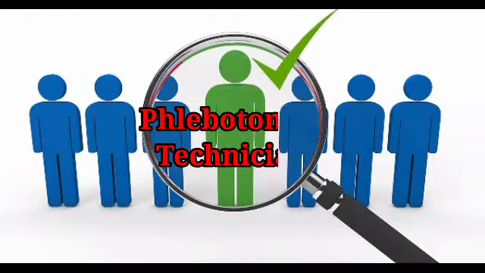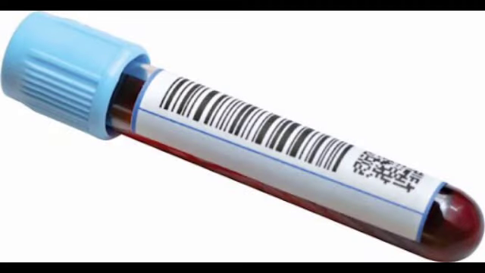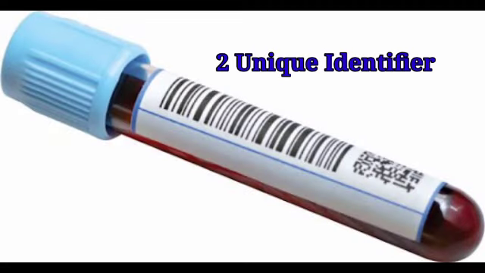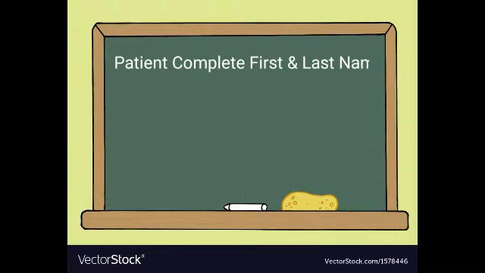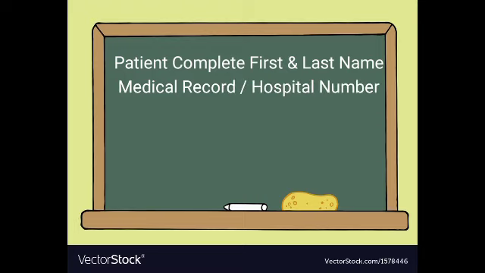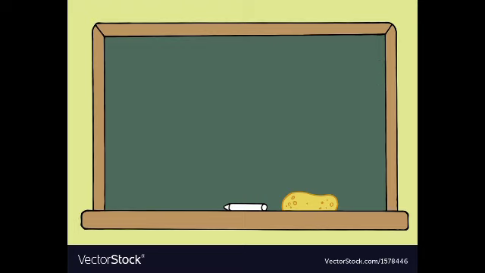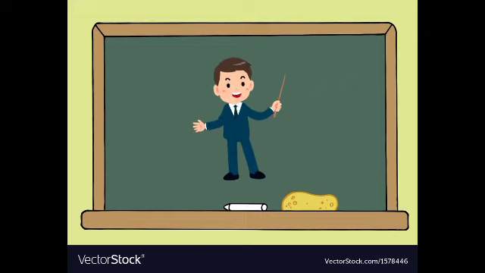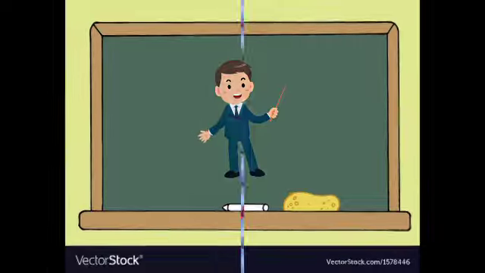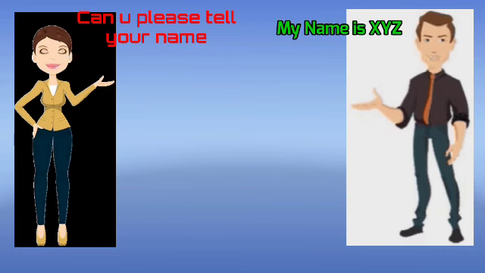The phlebotomist or technicians are responsible for correctly identifying the patient and samples using two unique patient identifiers that include the patient's complete first and last name, medical record or hospital number, and/or date of birth. The patient location or room number, bed tag, and charts are not reliable forms of identification and should not be used for patient identification. Every patient must verbalize his/her name to the phlebotomist if able to do so.